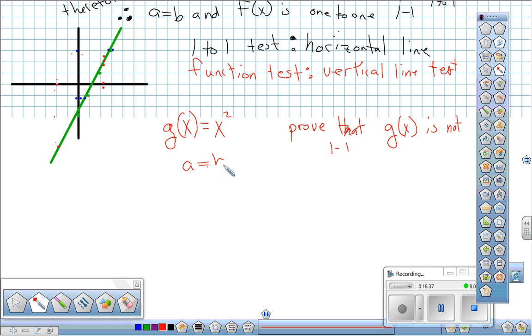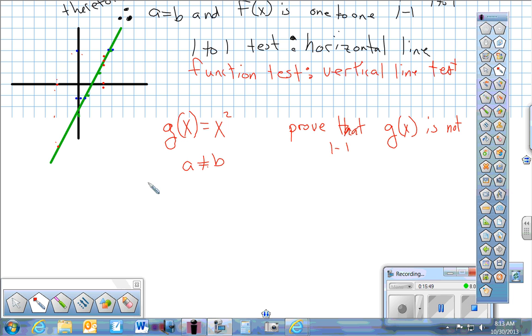The easiest way to show that something is not one-to-one is usually to give an example. X squared is fairly simple to do this with, because even if I were to go through my proof steps, a lot of the time you won't notice that there are actually two answers to an x squared, and you will most of the time think that you've proved that it is one-to-one, even though it was a proof that it wasn't. So I need to pick two numbers to prove that it's not.